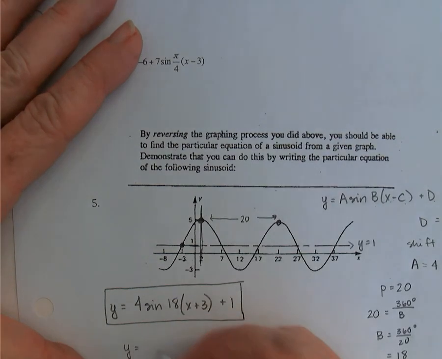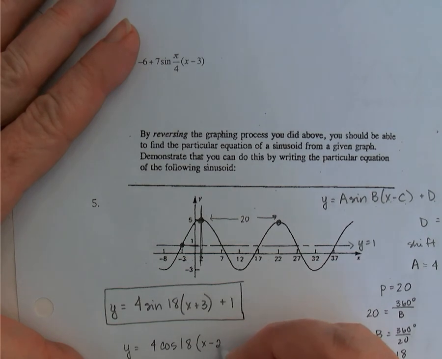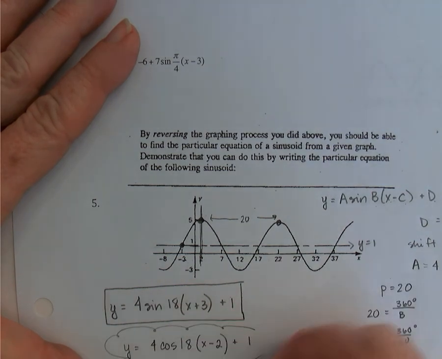So my equation would be, the amplitude would be the same. I'm going to use cosine. The period's the same, but my shift is 2 to the right. So it would be x minus 2 and then plus 1. And that would also work. And you could check that out. So that's question 5.